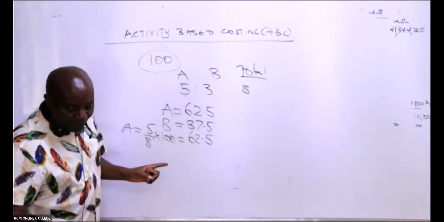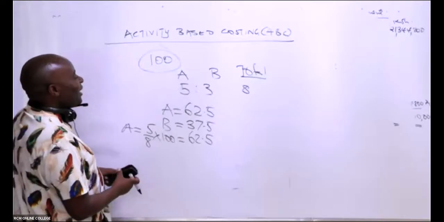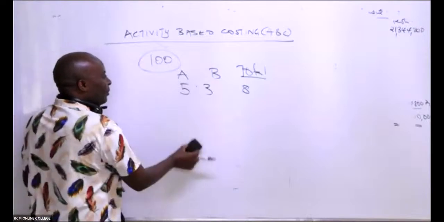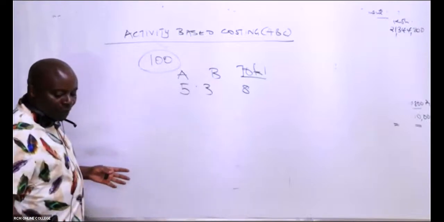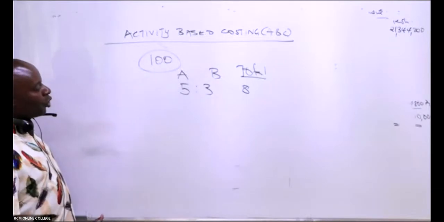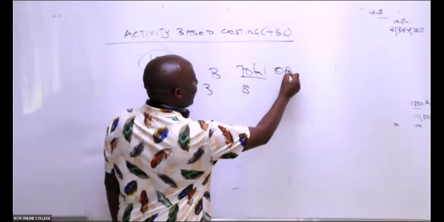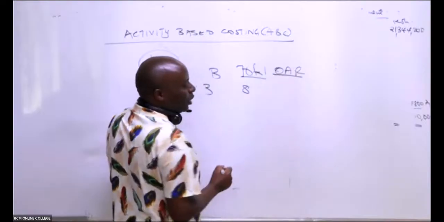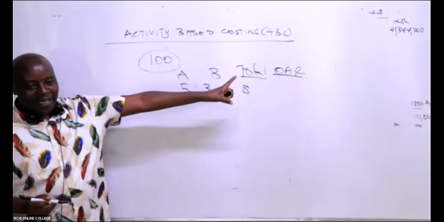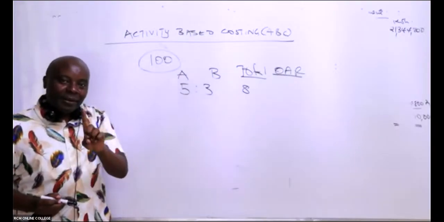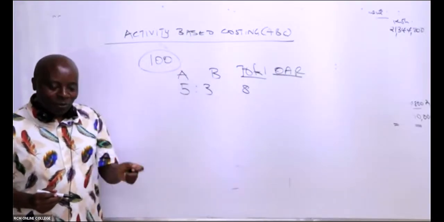And of course, B will now get the other fraction, which is 3 over what? 3/8. Now, how about this other model, because your examiner loves this model. Your examiner loves what we call the OAR model, overhead absorption rate model. Have you covered this? OAR, overhead absorption rate. This is the model that your examiner loves.